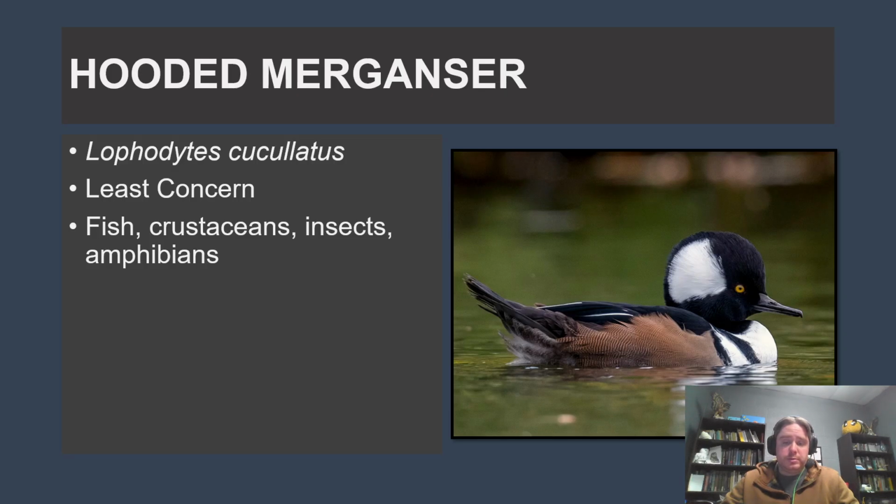The hooded merganser, one of my very favorite anatids. They're fairly common in our part of the world, well, in my part of the world, depending on where you're from, and they're beautiful, and they're fun to watch, and they're a little bit silly, which is something I like about them. Lophodytes cucullatus is a species of least concern that eats fish, crustaceans, insects, and amphibians. So it is quite predatory.